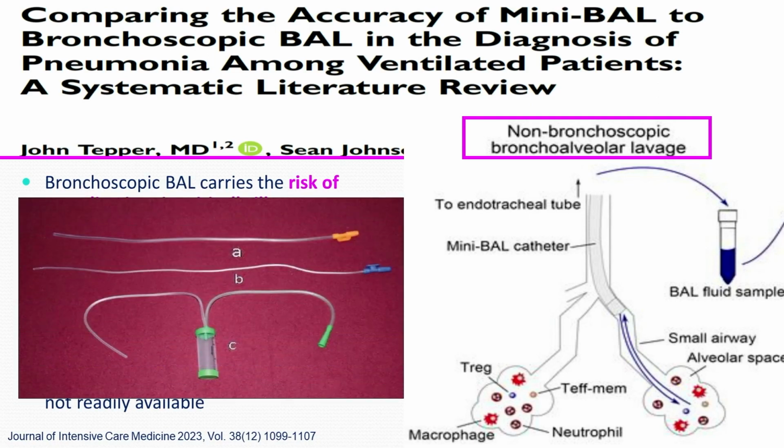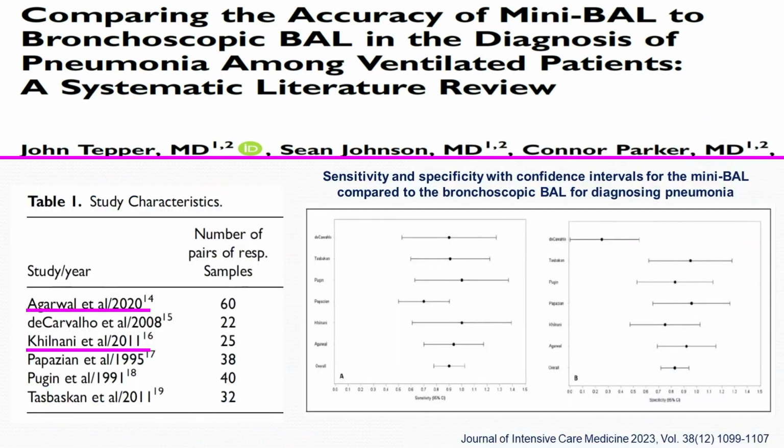And I would advise you to read Dr. Khilnani's paper from 2011. This paper came out from AIIMS, and they have beautifully described the methodology to do a mini BAL using catheters. And this is something which we all can do. Now, this meta-analysis had 2 studies from India, so it is relevant to our country.